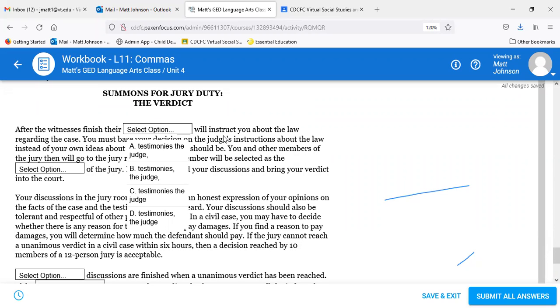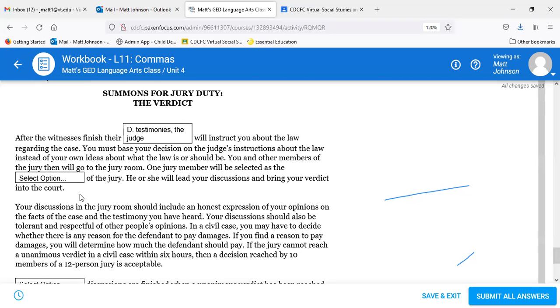Nilda, what do we want here? Let me see. D. D, yeah. There's another one of those words, after, before, you know, if you see those in the beginning of a sentence, you're going to have an introductory phrase again. After the witnesses finish their testimonies, comma, the judge will instruct you about the law regarding the case.